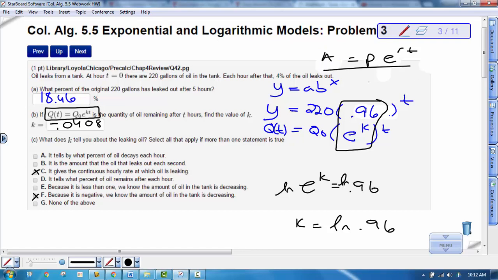I think I have it on there like that. But it doesn't matter what variables you use. Q of T can be A, Q sub 0 can be P. If Webwork's using these variables, that's fine. But this is our continuous compounding formula.